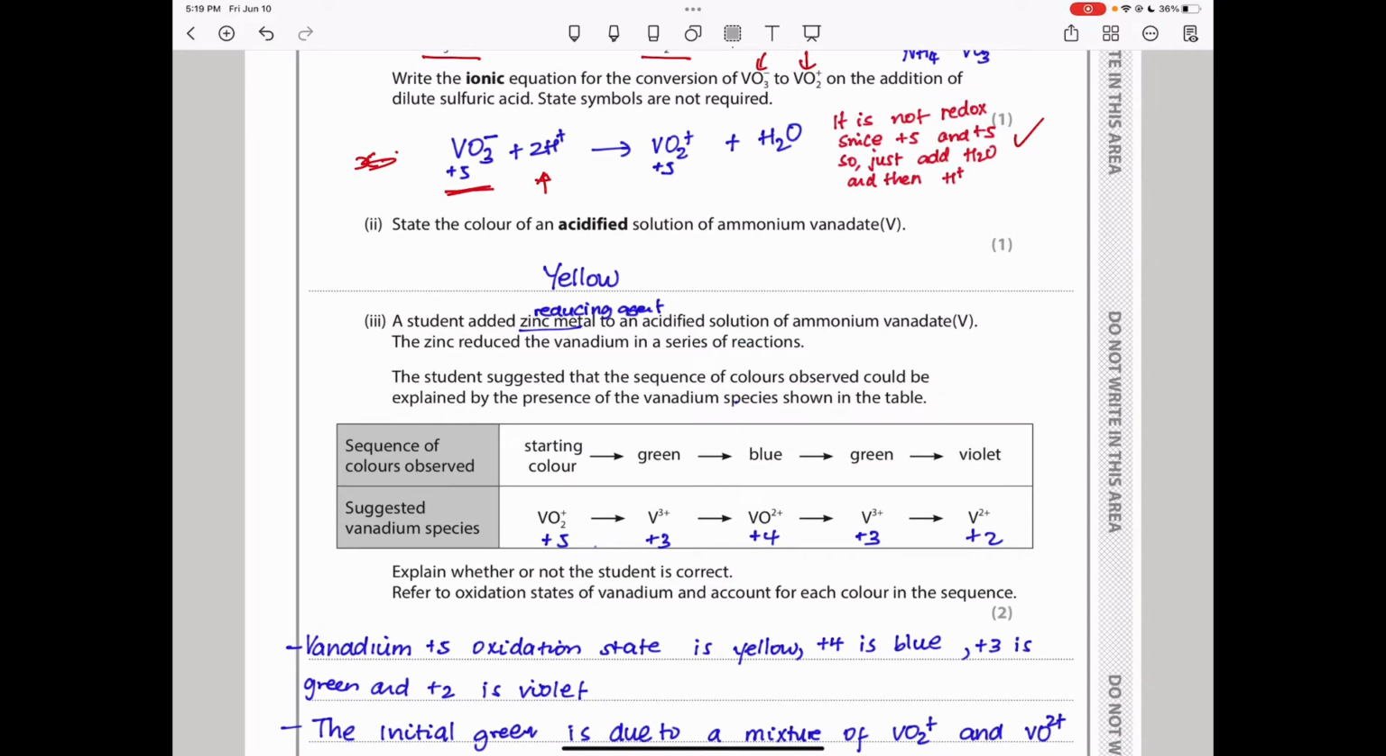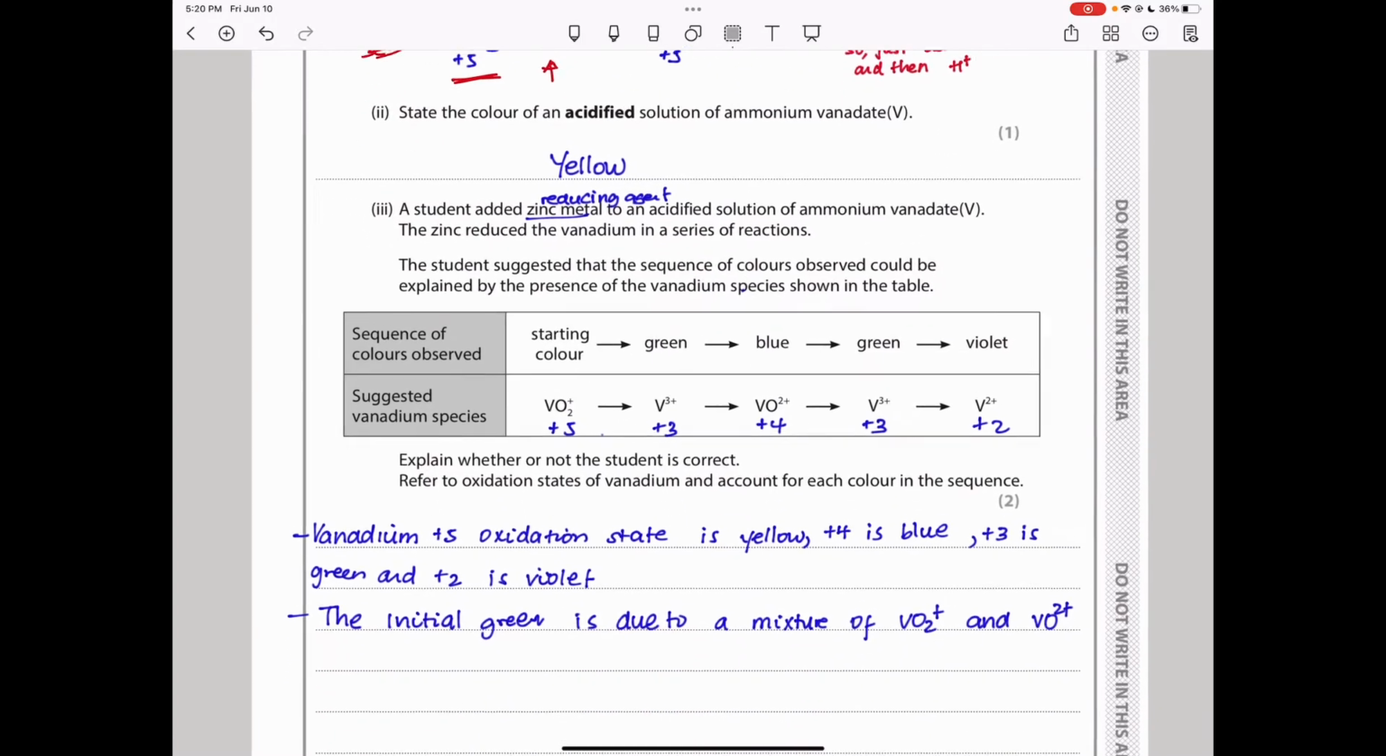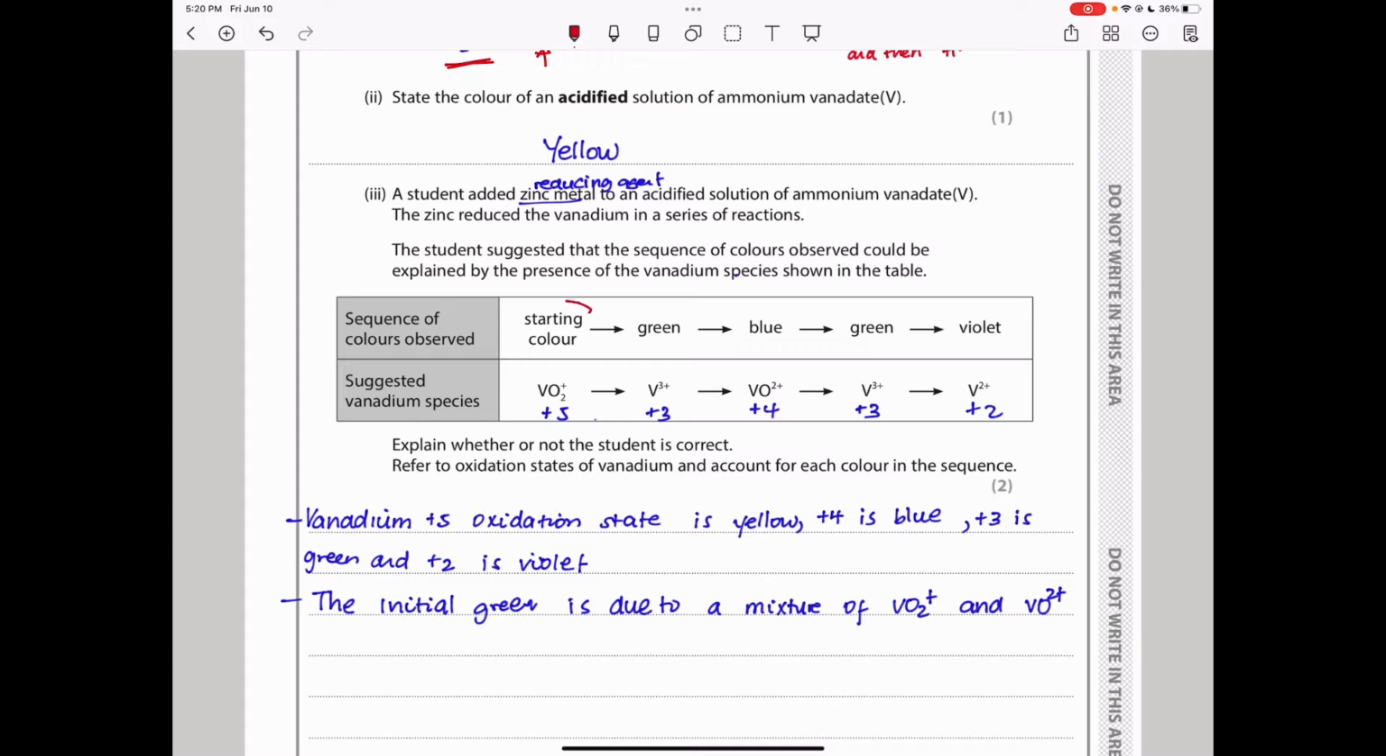Part 3 says, a student added zinc metal to an acidified solution of ammonium vanadate 5. Please remember, zinc is a good reducing agent. Every time you add zinc to something, there may be a redox reaction somewhere. Zinc is acting as a reducing agent most times. So that zinc reduced the vanadium in a series of reactions. A student suggested that the sequence of colors observed could be explained by the presence of vanadium species shown below. So the student thinks that the starting color goes to green, then we go to blue, then we go to green and go to violet.